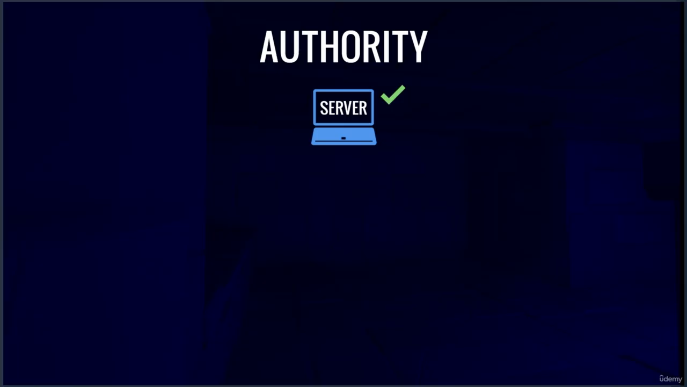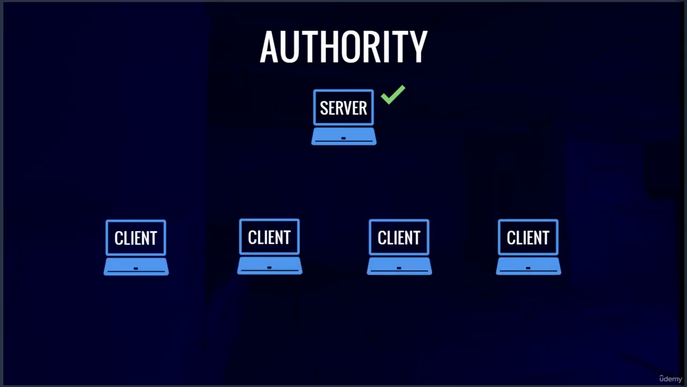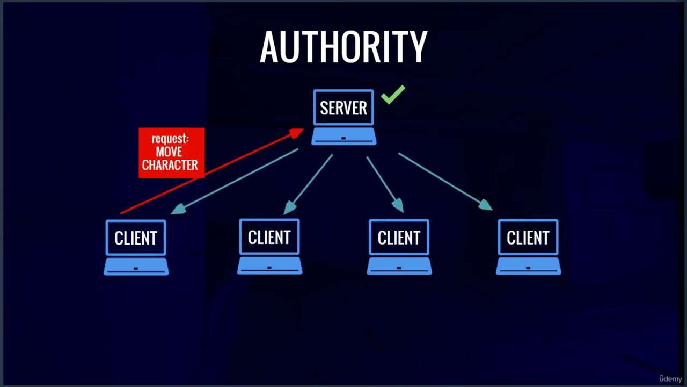What this means is that the server runs a version of the game that is deemed to be the correct version. Whenever a player wants to move their character, they actually send a request to the server, which then checks to make sure that that movement is appropriate. Then the server moves the character and distributes that movement update information to all the clients. This distribution of data from the server down to the clients is known as replication.